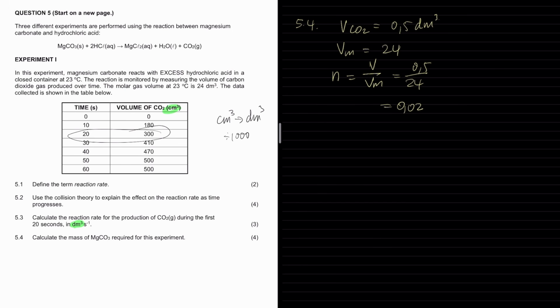Now we can do the mole ratio, and the mole ratio of CO2 to magnesium carbonate is 1:1. So therefore, the number of moles of magnesium carbonate is also going to be 0.02. Now that we know the number of moles, we can calculate the mass. So mass is equal to number of moles times molar mass. Number of moles is 0.02 times the molar mass of magnesium carbonate, which is 84. And that gives you 1.75 grams.